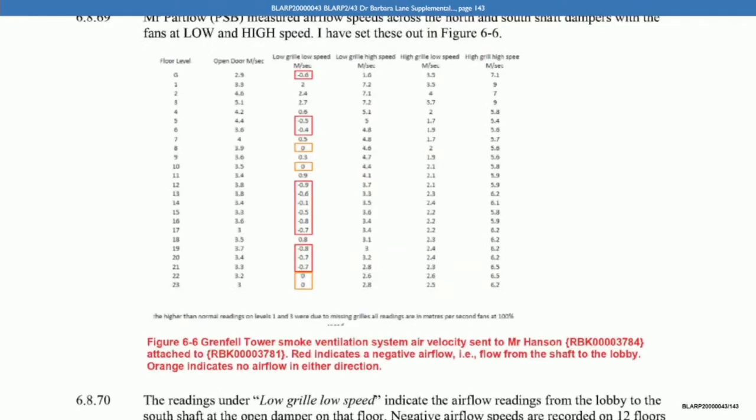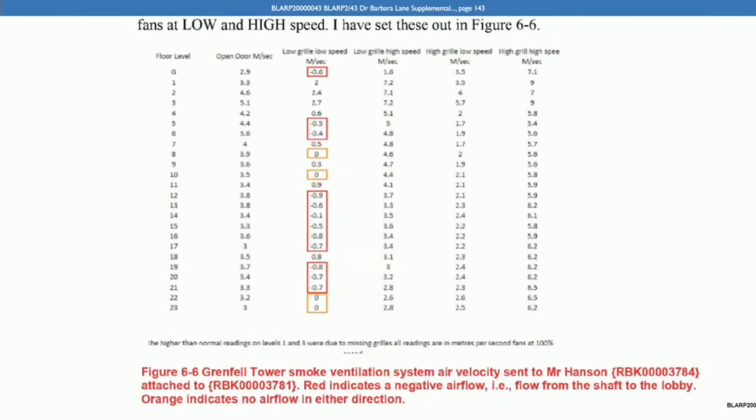And what Dr. Lane has done is put some borders around certain numbers. Now, this is the low grill, so it's the south grill, low speed. We can see that the numbers in red indicate a negative airflow, i.e. the airflow was going from the shaft into the lobby, and those in orange indicate no airflow in either direction, they're nought. Now, in her report, Dr. Lane notes that the negative airflow was recorded across 12 floors and zero readings on 4 floors, at this low grill when the fan was at low speed. Now, do you agree with that interpretation of the data for the south shaft? Well, it's just a statement of fact. That's the data as it's presented, yeah.